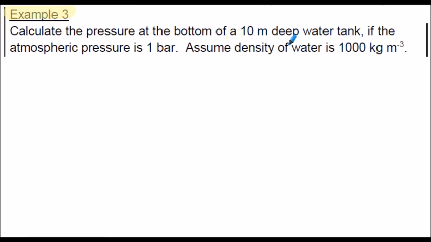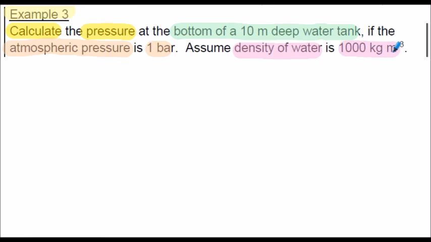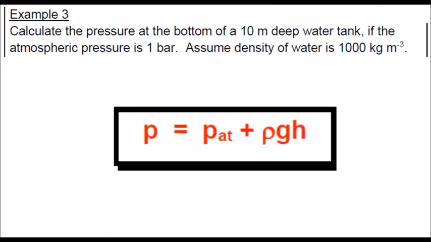Example 3. We're asked to calculate the pressure at the bottom of a 10 meter deep water tank if the atmospheric pressure is 1 bar, and we can assume the density of water to be 1000 kilograms per meter cubed. I'd encourage you to stop the presentation and attempt example 3. Here's the formula you will need to use to calculate the pressure at the base of the tank, but I'll show you the full worked solution on the following slide.